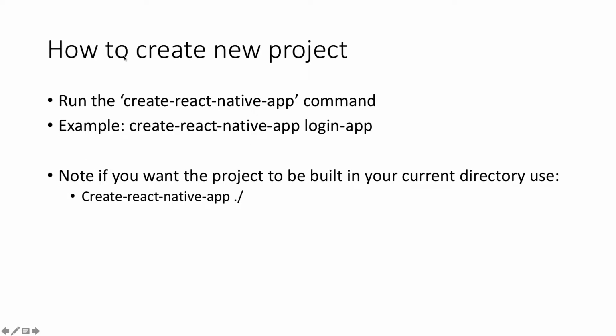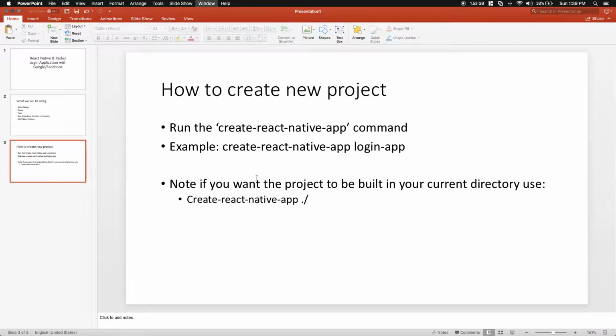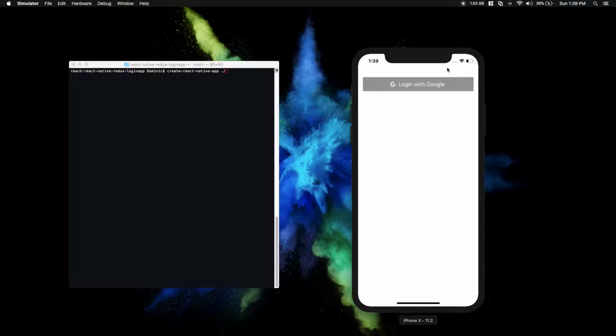So if you don't know how, this is how you create a new project in React Native. First you have to install React Native, and then you can run the create React Native app command. And there's an example right here. If you want to build it in your current directory, you just use the create React Native command and then use the current directory. So let's get out of this, and I'm gonna show you guys a demo of what we're building.